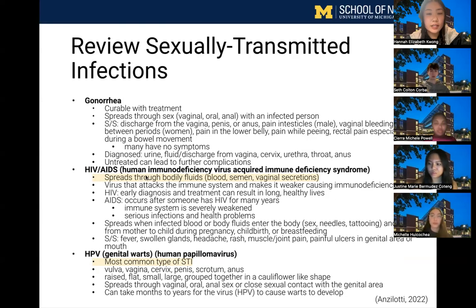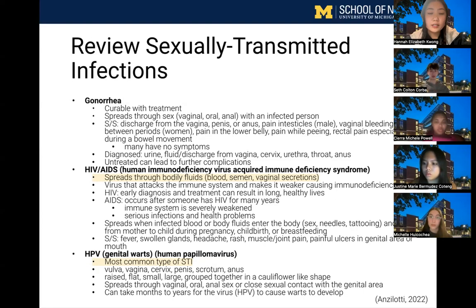Next is HIV and AIDS. It spreads through bodily fluids, so that includes blood, semen, vaginal secretions. It's a virus that attacks the immune system and it makes it weaker. So people with this STI are immunodeficient. With HIV, early diagnosis and treatment can result in long, healthy lives if caught early.